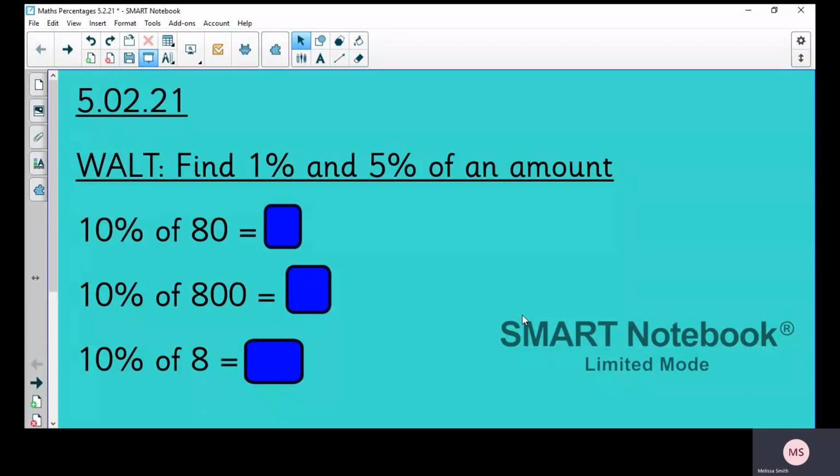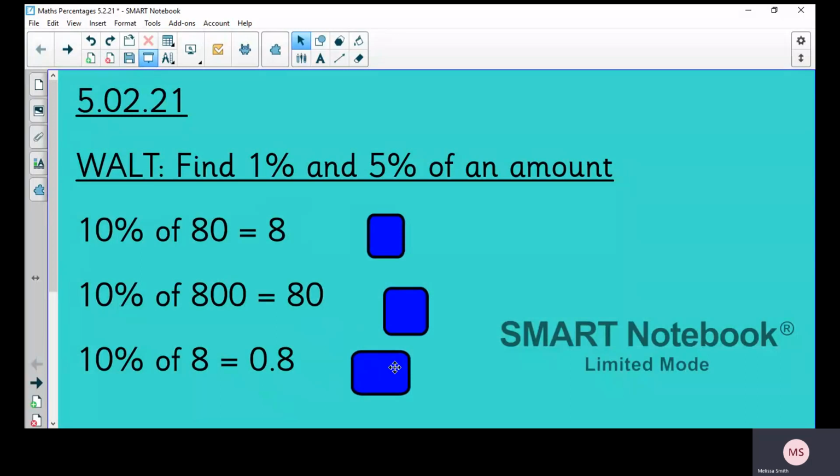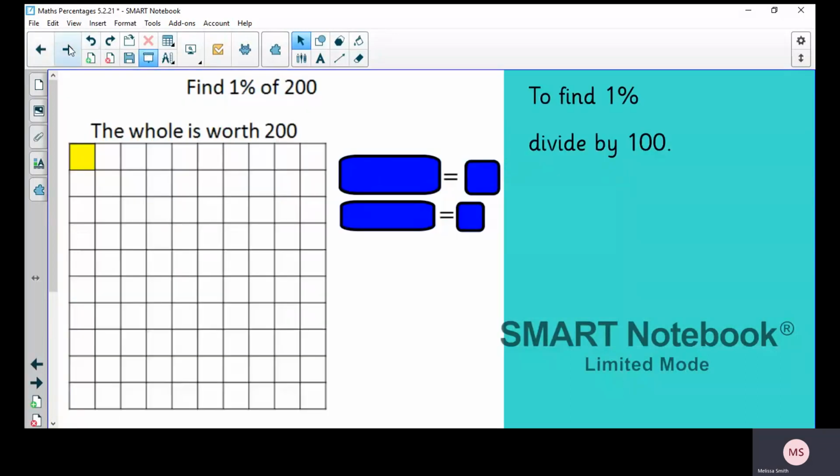So to find 10%, we know that we have to divide by 10. So 10% of 80 is 8. 10% of 800 is 80, and 10% of 8 is 0.8. So let's have a look at finding 1% of a number. The rule for finding 1% of a number is we have to divide by 100.